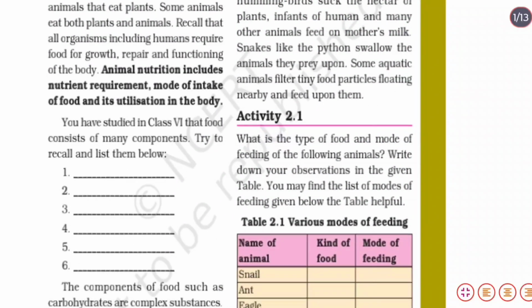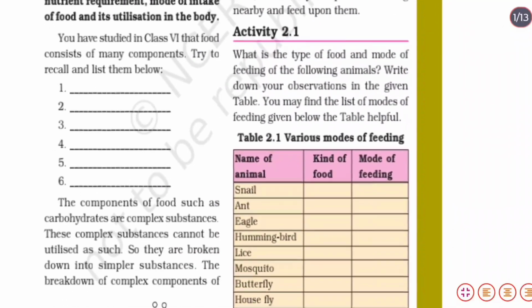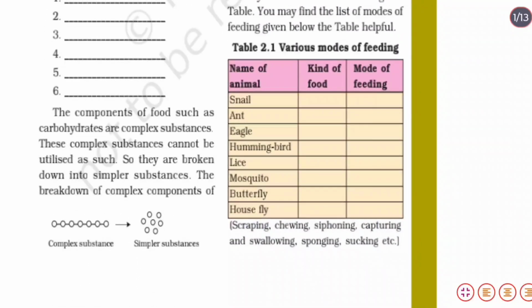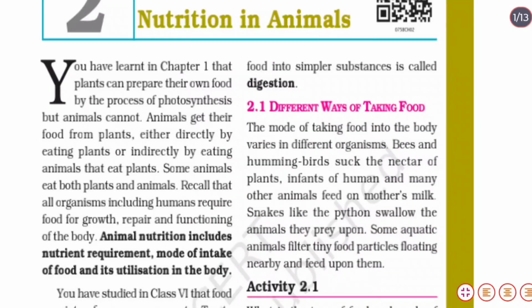You had studied in class 6 that food consists of many components. Try to recall and list them below. The components of food, such as carbohydrates, are complex substances, and these complex substances cannot be utilized as such. So they are broken down into simpler substances. The breakdown of complex components into simpler substances is called digestion.